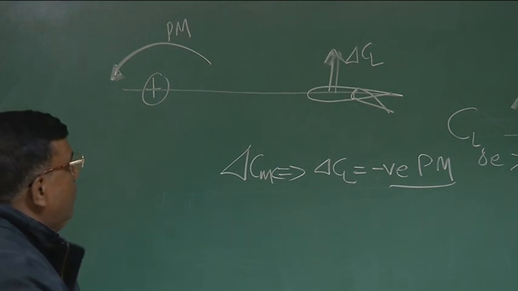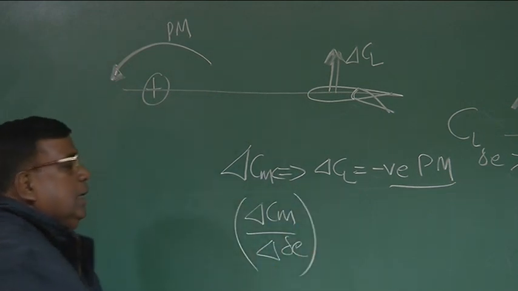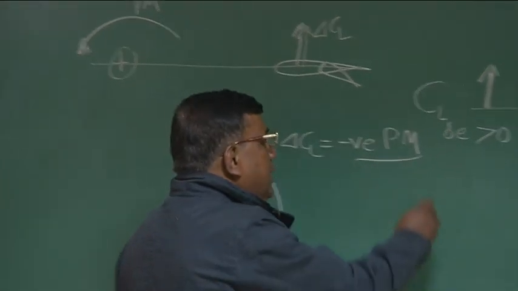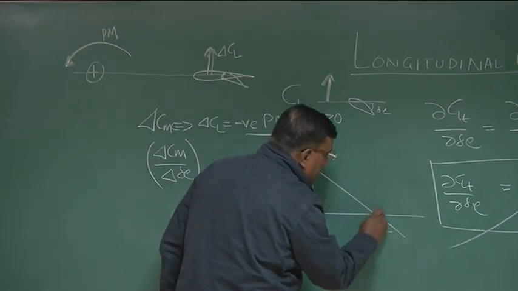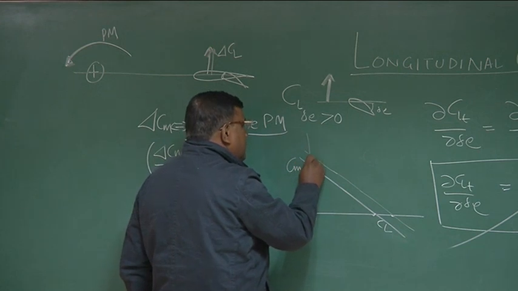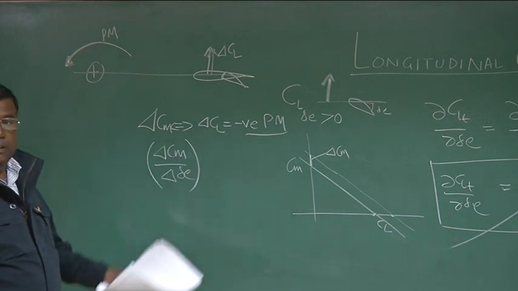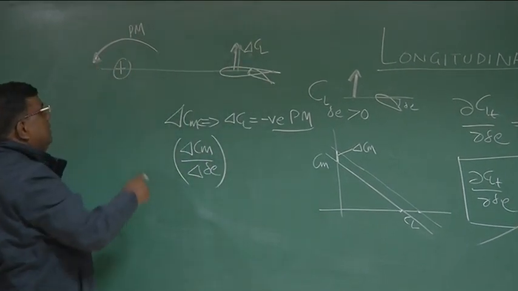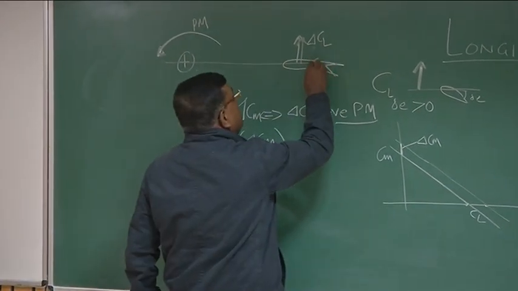So let us find out what delta CM by delta delta E is, that is, per unit change in elevator deflection, how much pitching moment is being generated. Remember why that is important? Because we have seen, if I go back to CM versus CL, if I was flying here and want to fly here, then it is equivalent to saying that I need to generate this much delta CM. So who generates this delta CM? It is the elevator. What is the mechanism? If you deflect the elevator down, it gives delta CL, then it gives pitching moment. In this case, it's negative.